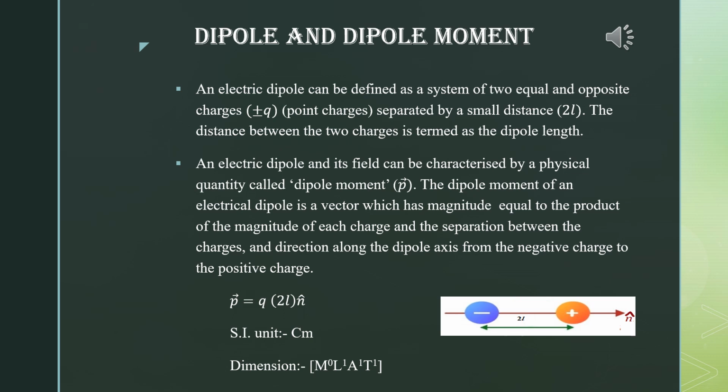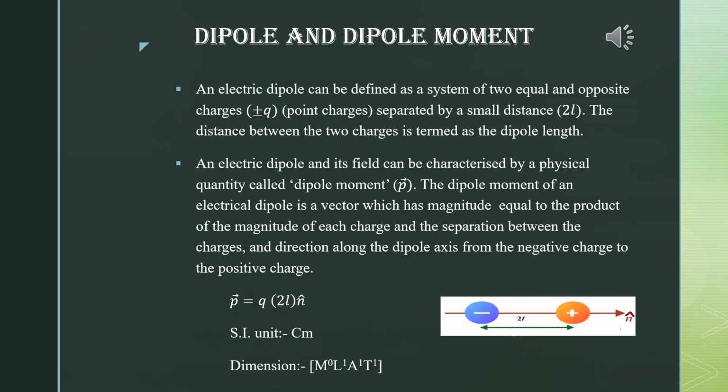So first of all we'll come to the definition here. What is the meaning of dipole? You can see the definition given in the slide. An electric dipole can be defined as a system of two equal and opposite charges, point charges basically, plus minus q, which are separated by a small distance, and we call this small distance 2L. We include the factor 2 just in order to make the calculation simple, that we'll see in the next part. And this distance is also termed as dipole length.